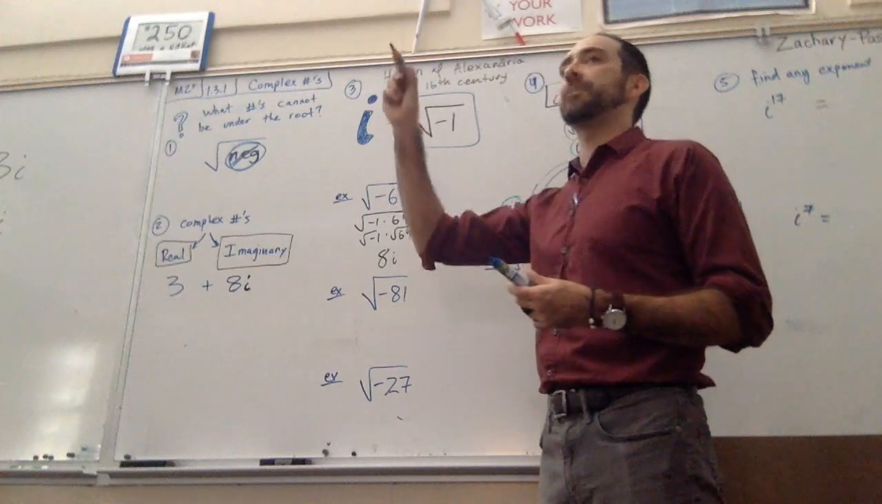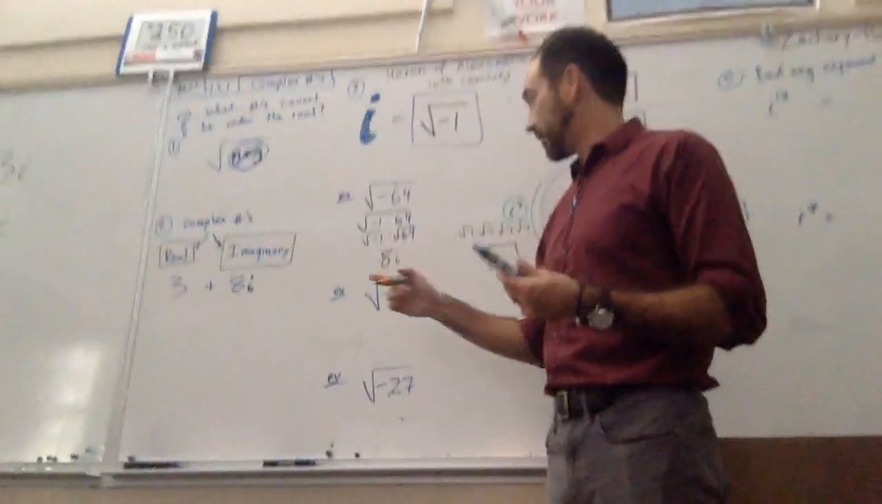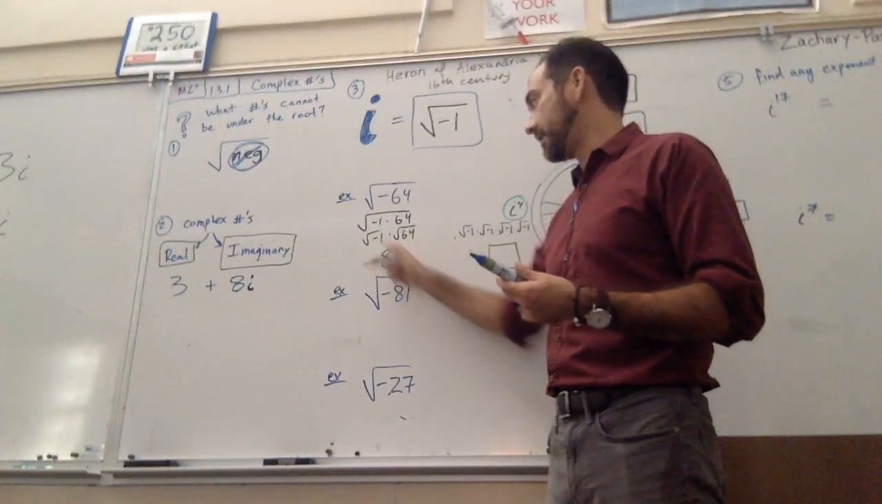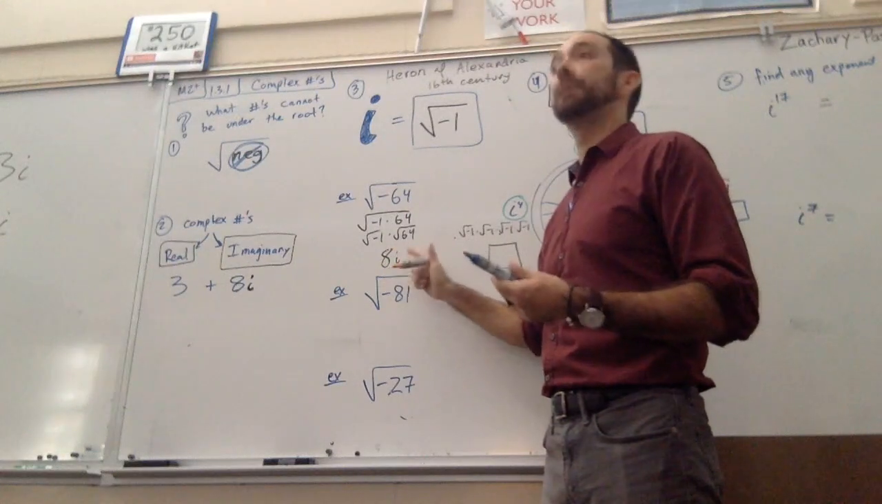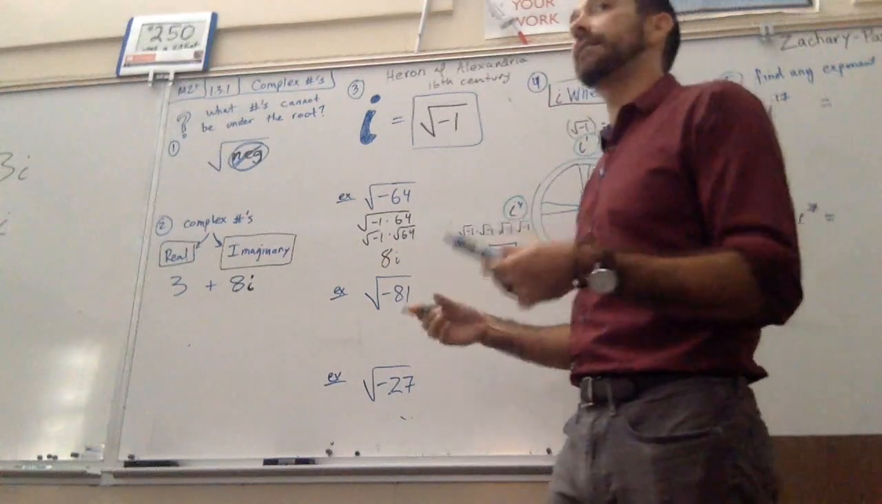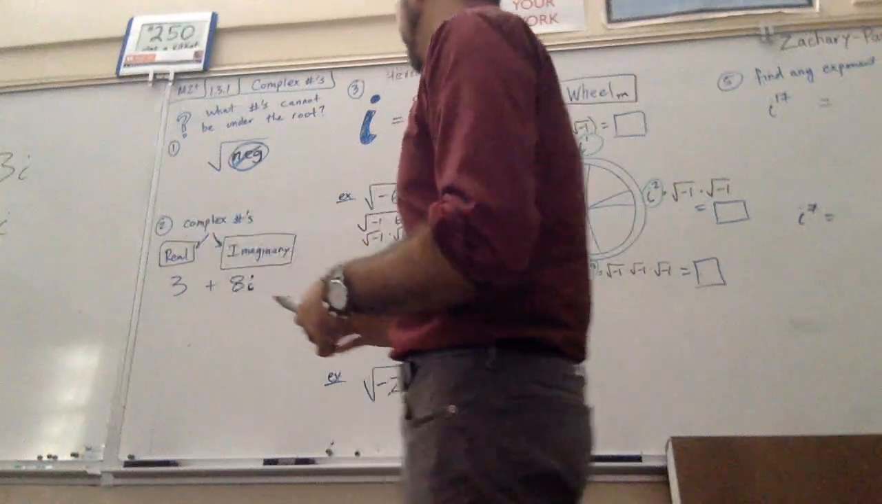Make a little annotation. Make an arrow to that. Just work it out one at a time. Root 64 is 8. Root -1 is i. I put it in this order: 8i. Okay, 8i. Not i8.